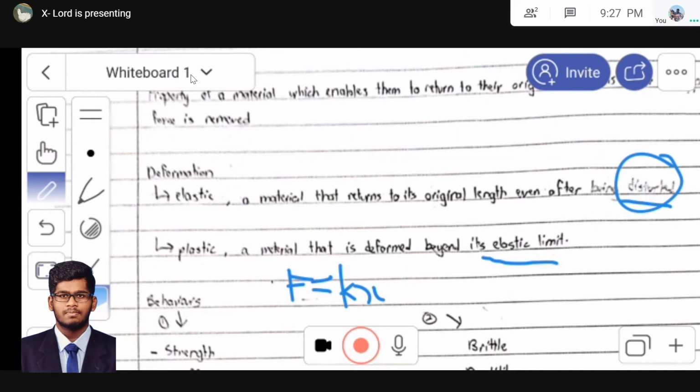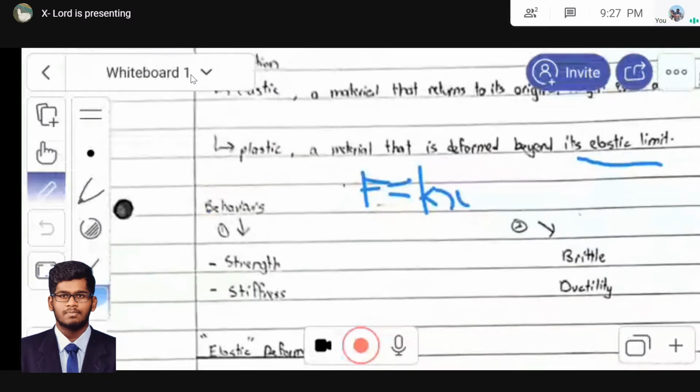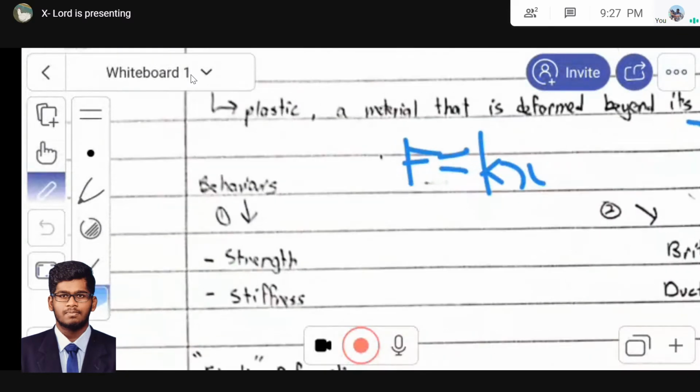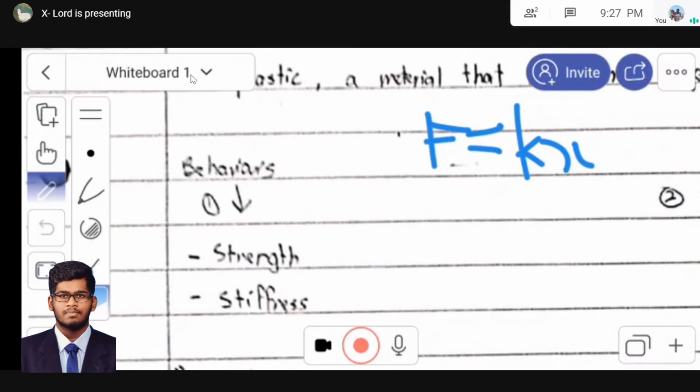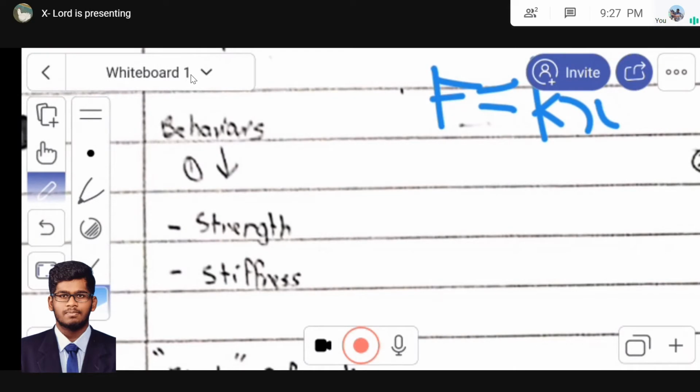Keep that in mind. Okay, now let's look at behaviors. Behaviors of deformation. First thing, let's look at strength and stiffness. When you think of strength, I want you to think of something expanding.